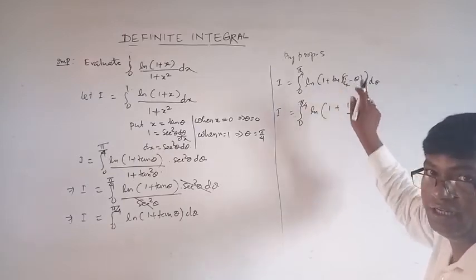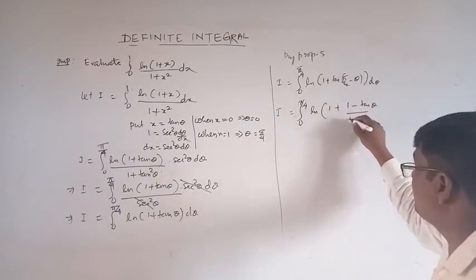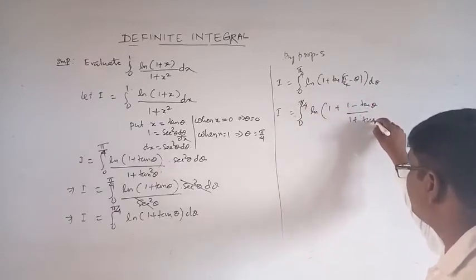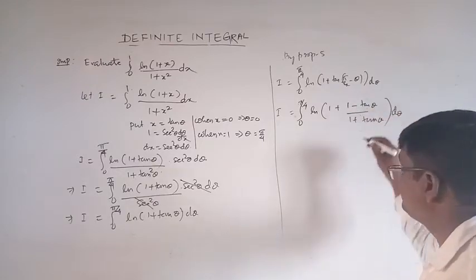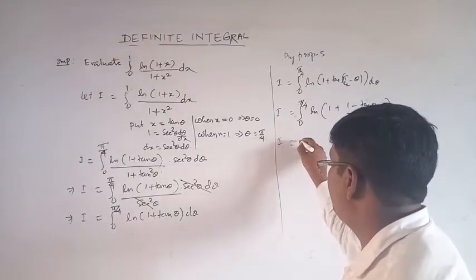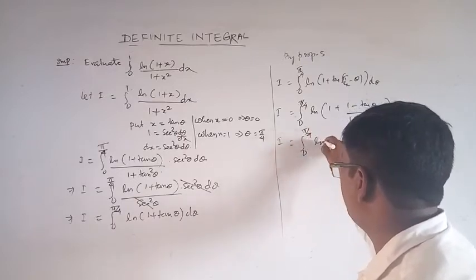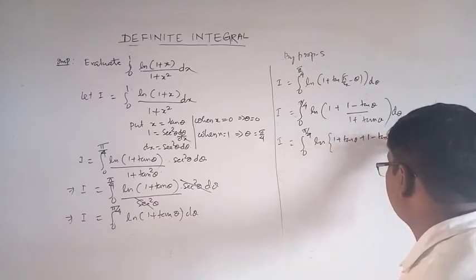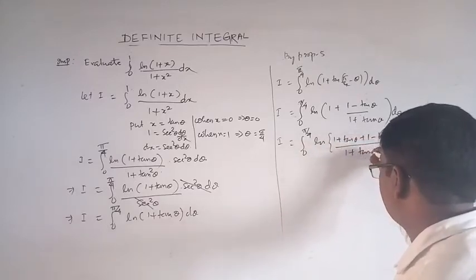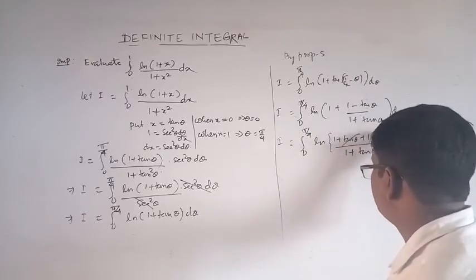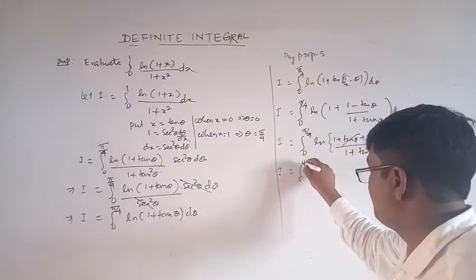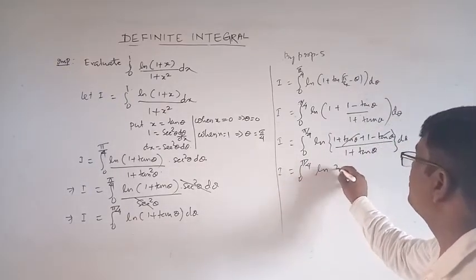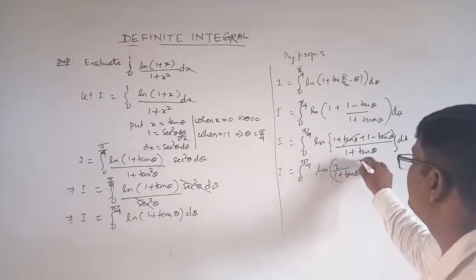this is the tan a minus b formula. Okay, tan a minus b formula: tan a minus tan b divided by 1 plus tan a into tan b. Here a means pi by 4, tan pi by 4 is 1, and this is tan theta into d theta. So I is equal to the integral from 0 to pi by 4 of log of 1 plus tan theta plus 1 minus tan theta divided by 1 plus tan theta into d theta. The terms cancel, so the integral from 0 to pi by 4 of log 2 divided by 1 plus tan theta d theta.